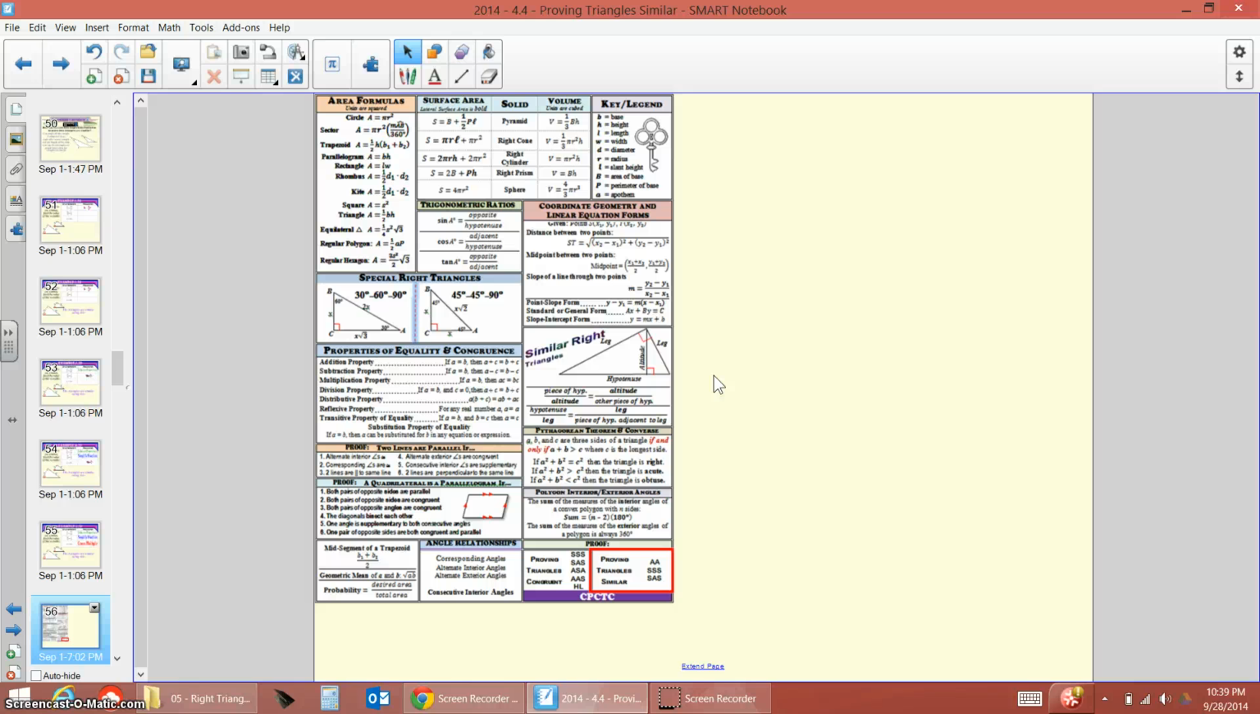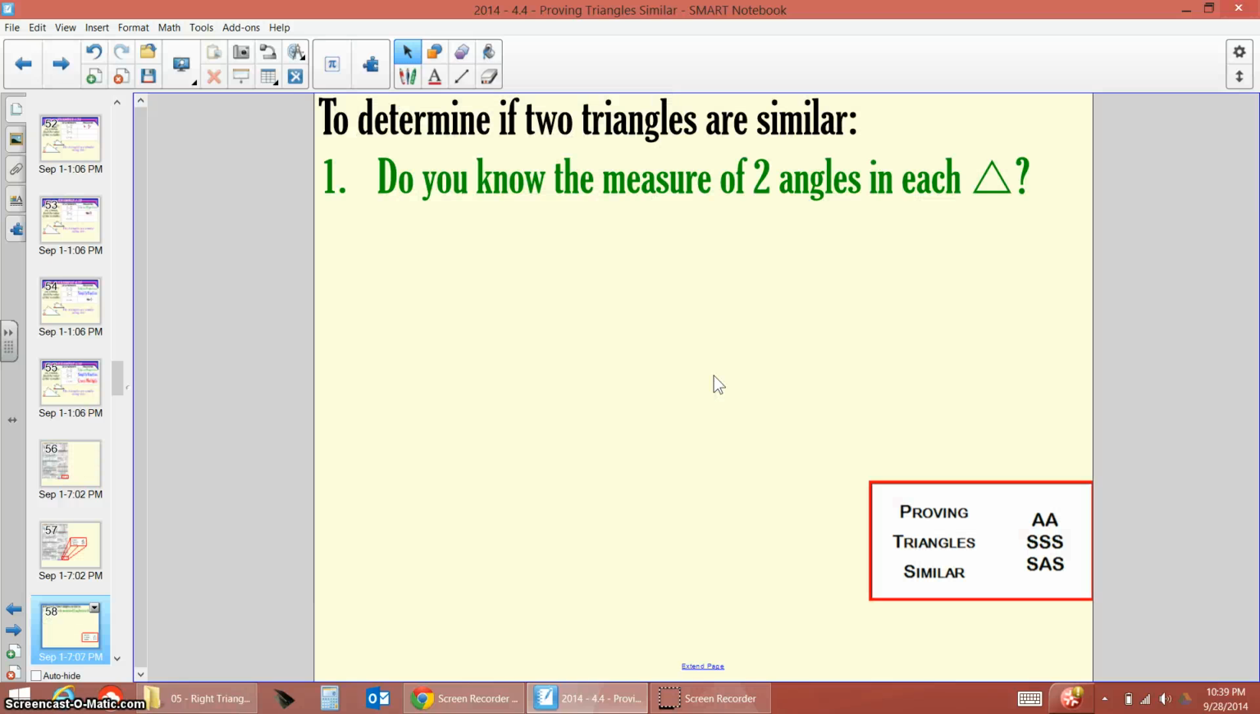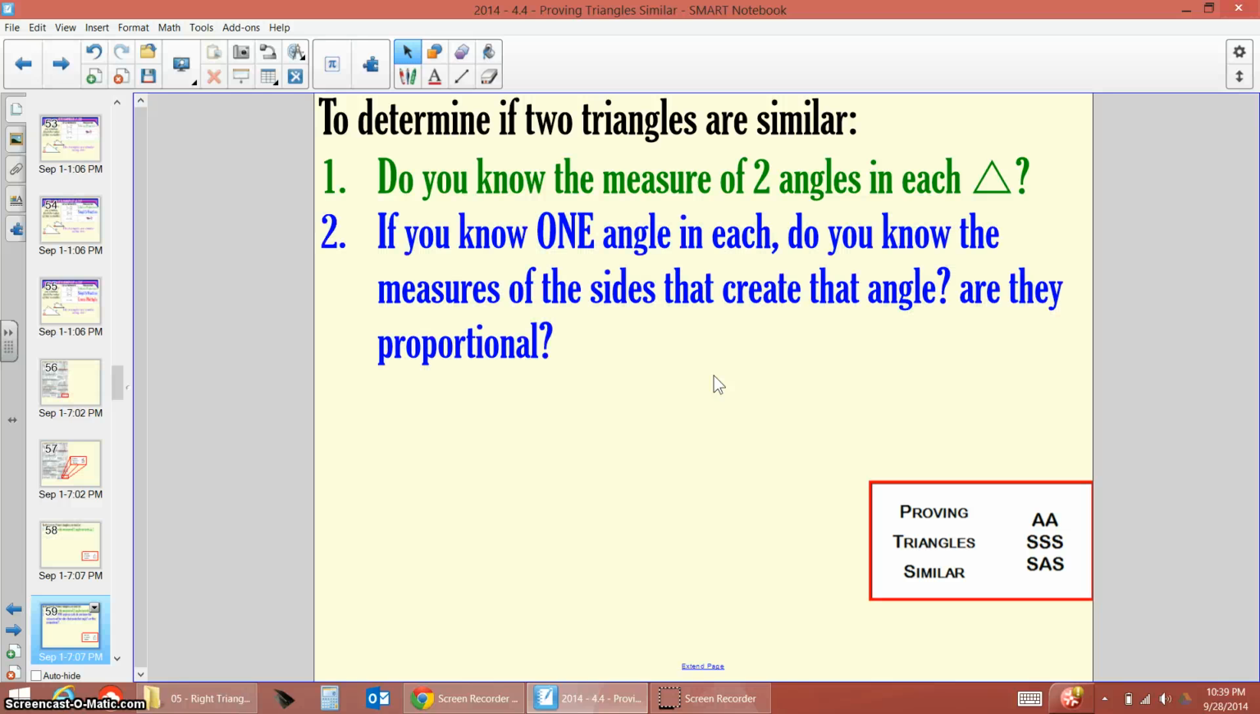These are also on your cheat sheet. Just 3 little reminders for proving triangles are similar. Okay, so now to determine two triangles are similar, the first thing I look at is the angles. Well, do I know the measure of two angles in each triangle? Yes or no? If I do, boom, they're similar. If I don't, we'll move on.